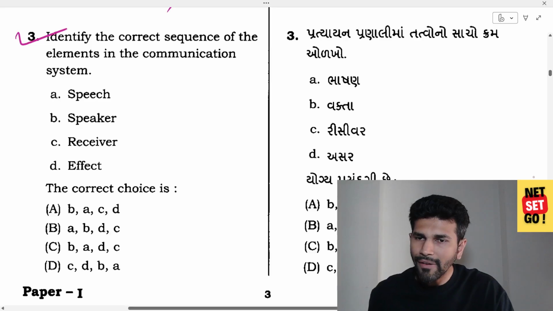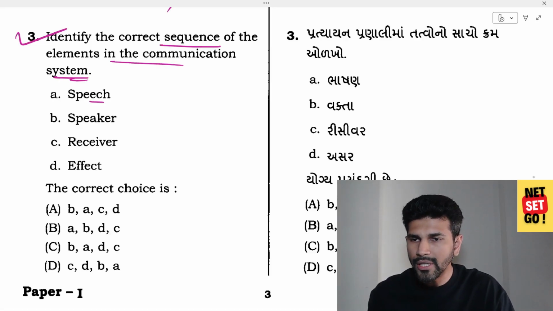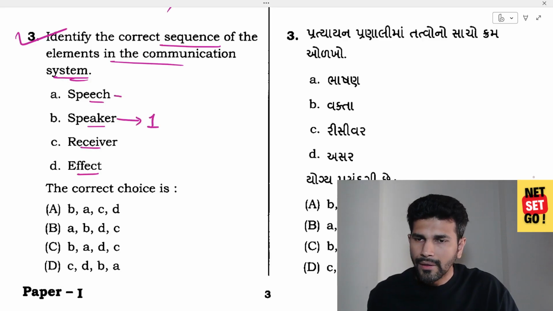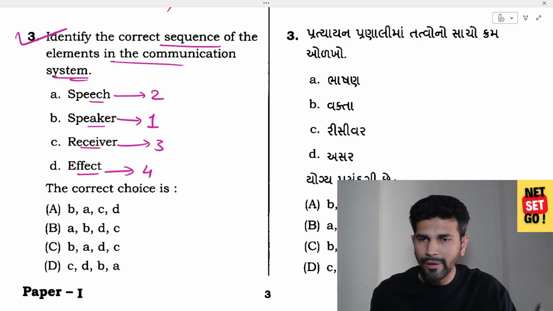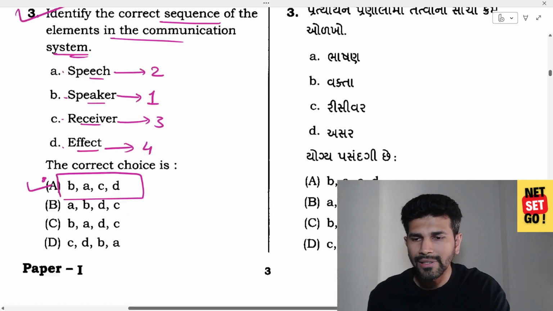Next, identify the correct sequence of the elements in communication system. Speech, speaker, receiver, effect. So correct sequence will be speaker first, he will give speech, then the receiver will receive the message, and last option will be effect, feedback. So B, A, C, D. Option A is correct sequence.